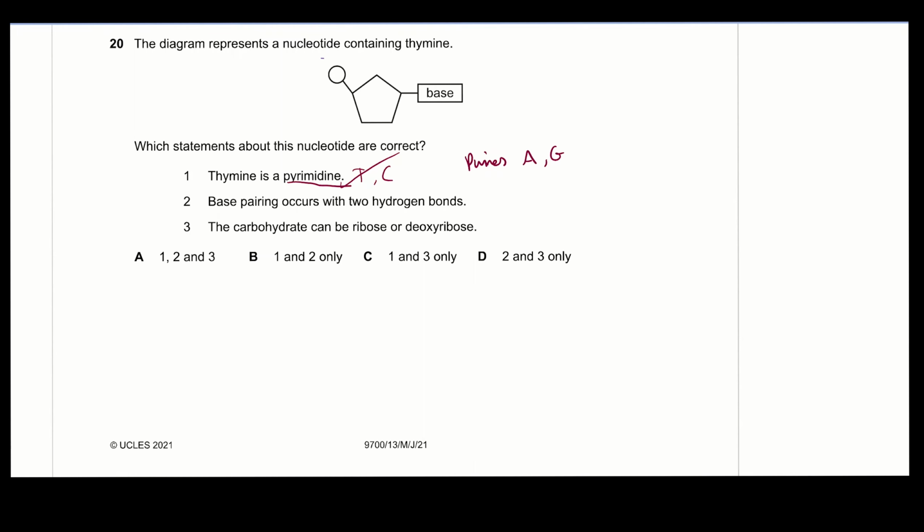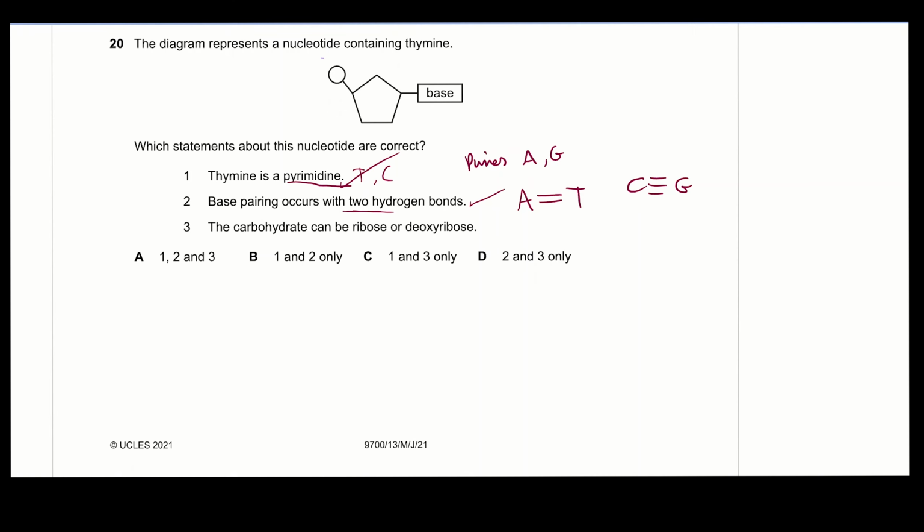2. Base pairing occurs with 2 hydrogen bonds. This is correct. The reason for that is adenine pairs with thymine by 2 hydrogen bonds. Cytosine pairs with guanine by 3 hydrogen bonds. So this is correct.